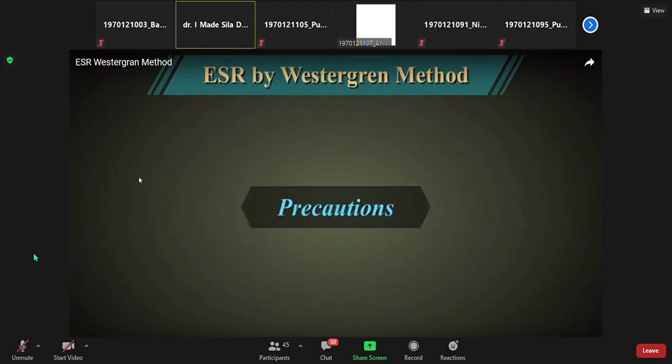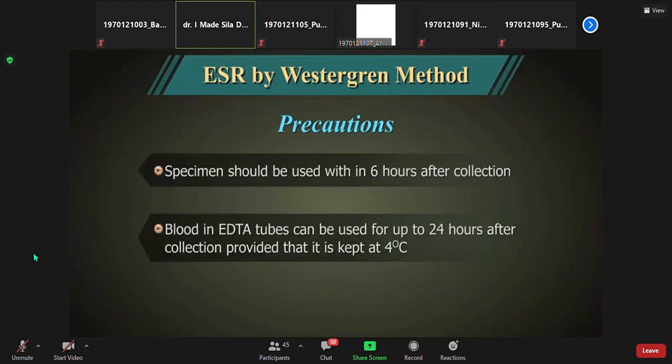To avoid errors while performing the test, specimen used for testing should not be more than 6 hours old after collection. Blood in EDTA tubes can be used for up to 24 hours after collection, provided that it is kept at 4 degrees centigrade.